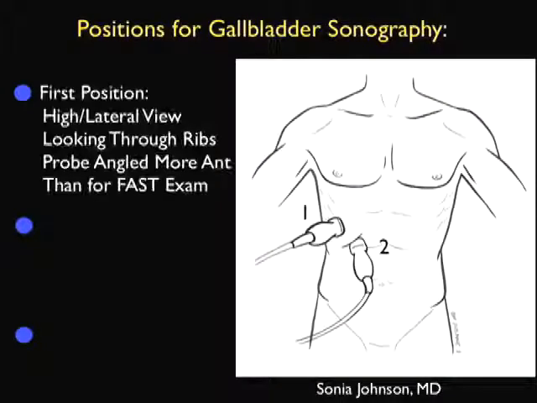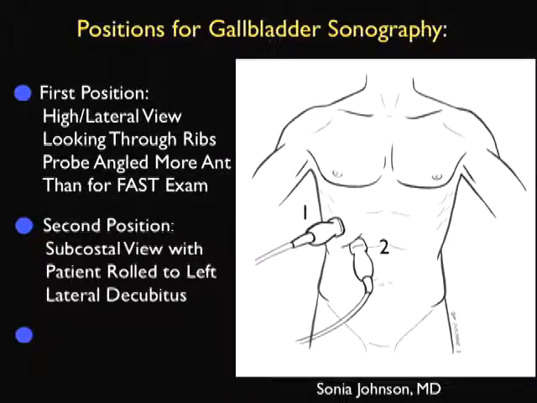Now let's learn how to perform gallbladder sonography. There's two main positions for performance of the gallbladder ultrasound exam. Let's begin with the first position as shown in probe position 1. This is known as the high lateral view, where we're looking through the ribs. Basically, we're in a position very close to the right upper quadrant fast position, but in a more mid-sagittal location or towards the patient's midline.